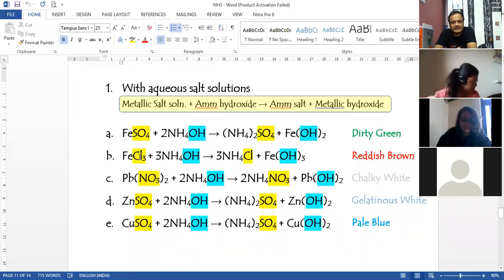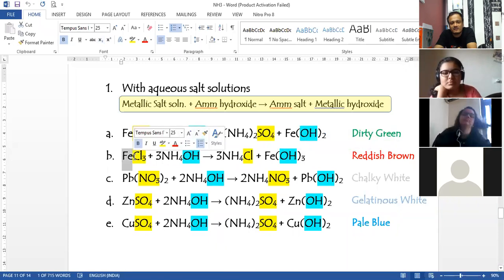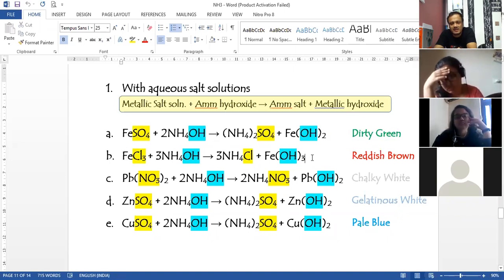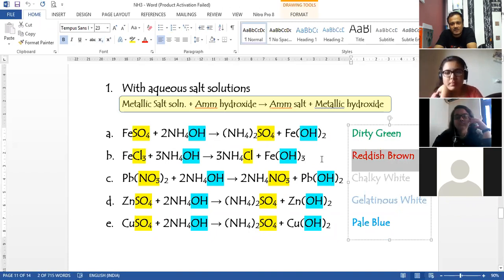Then we take the next salt, ferric chloride, reacting with ammonium hydroxide. It will give you ammonium chloride. As you can see, chloride from Fe3+ went to NH4, NH4Cl is formed, and ferric hydroxide is formed. Now, how did this become ferric hydroxide? Because the valency of iron in ferric chloride is 3+, so obviously this will become Fe(OH)3. The color of this precipitate, ferric hydroxide, is reddish brown.